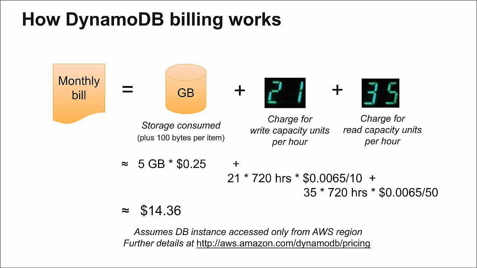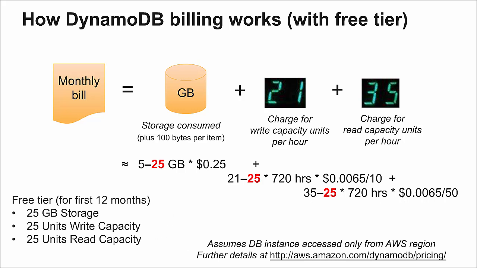So in this example here, we've got 5 gigs of storage that we've consumed. We've got a write capacity of 21. We've got a read capacity of 35. Assuming usage throughout the entire month, each of those at 720 hours, to be able to support that DynamoDB table, we have a total bill of about $14.36. If we then move on, we start to look at the free tier. You'll see the free tier is a common theme throughout this presentation.